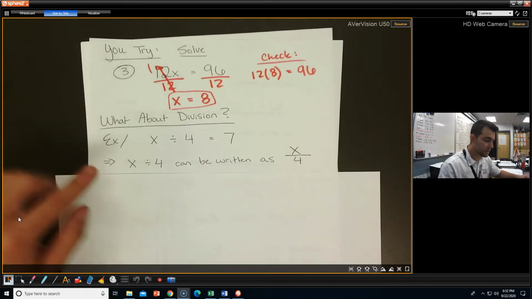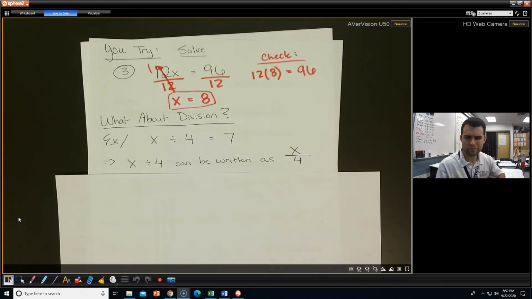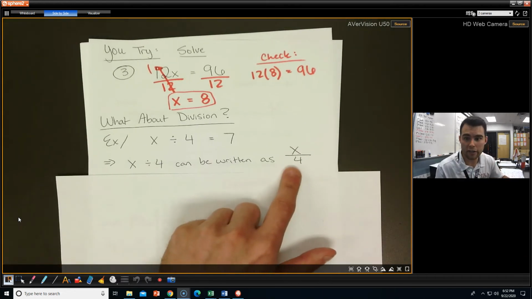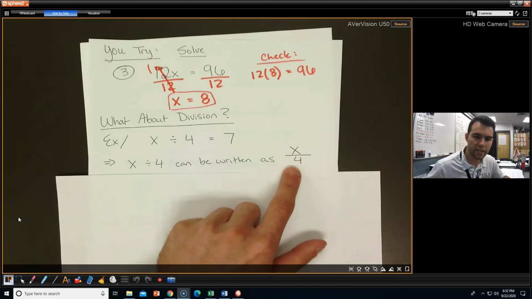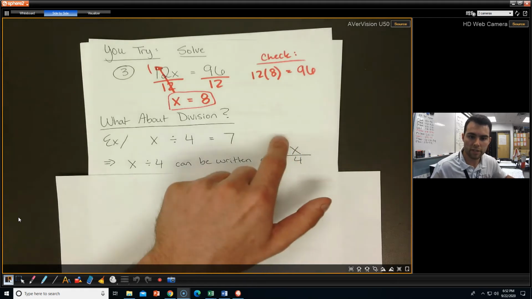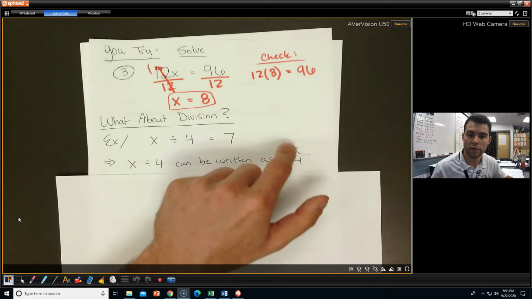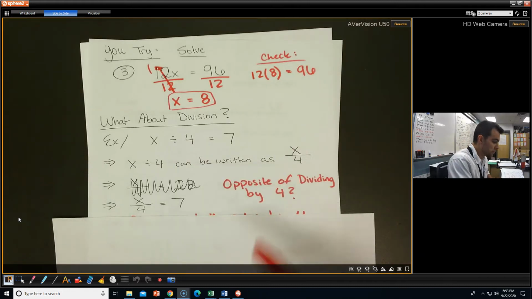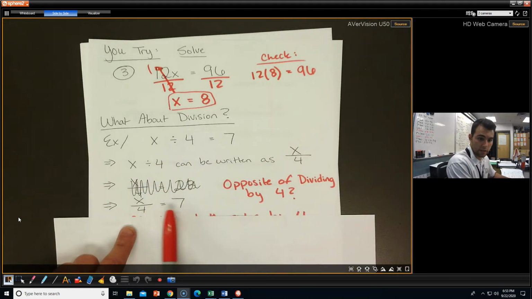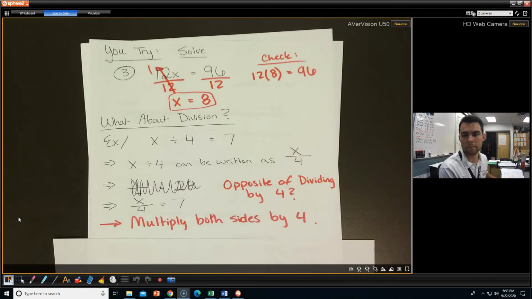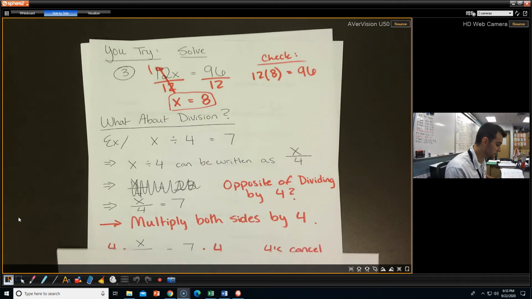So first of all, x divided by 4 equals 7. You're not going to see x divided by 4 written like that. You're going to see it as a fraction, which is why we worked with fractions so much in the beginning. X divided by 4. The order matters here. If 4 was up here and x was here, it would be 4 divided by x. All right? So I can rewrite x divided by 4 equals 7 as a fraction, x over 4 equals 7. And what's the opposite of dividing by 4? It's multiplying by 4. You're going to multiply both sides by 4.